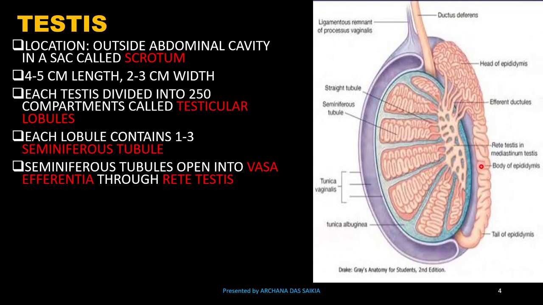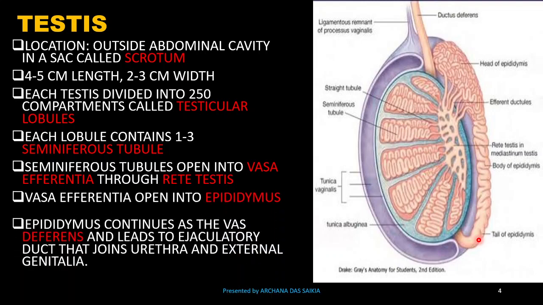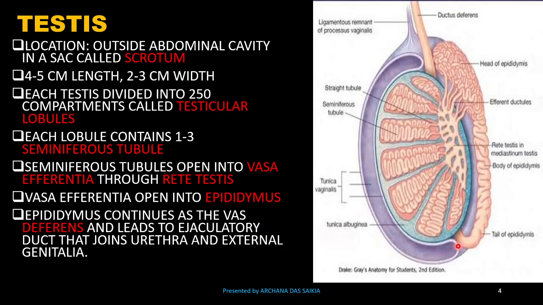So finally, all of them will collapse together to form one common tube called the epididymis. Then the epididymis will continue as the vas deferens. Till the time it is near the testis, it is called the epididymis, after which it will lead into the external genitalia through the vas deferens. It will be called the vas deferens.